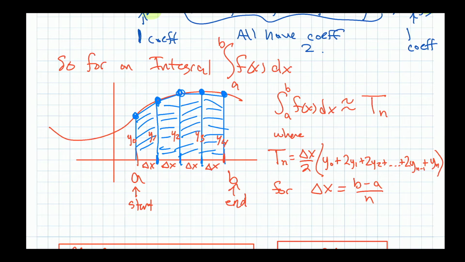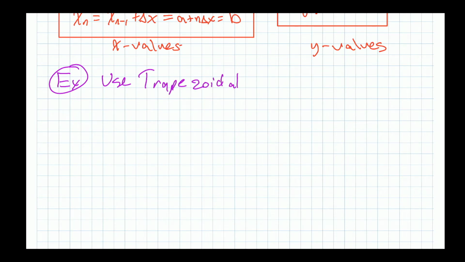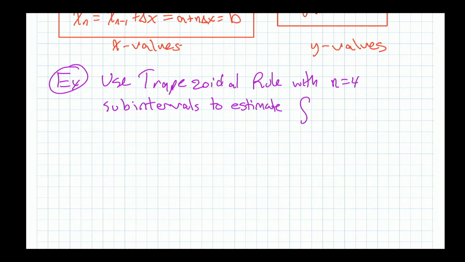So I'm going to get a problem, and we'll do it with the trapezoidal rule instead of the midpoint rule. All right, let's try it. Use the trapezoidal rule with n equals 4 subintervals to estimate the integral from 2 to 6 of x squared plus 7 dx.